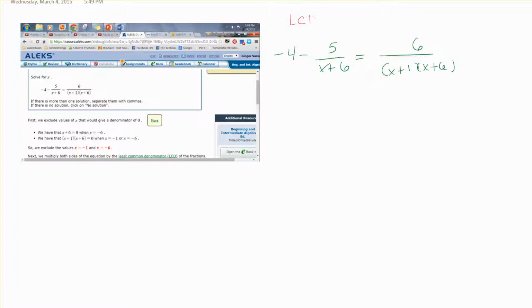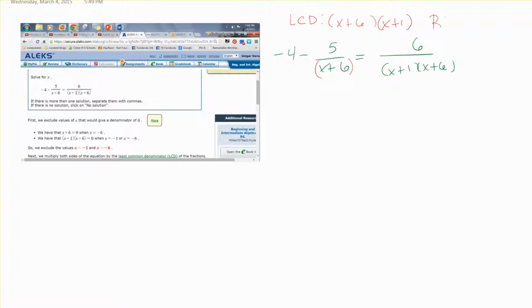The way we clear fractions is we multiply everything by the least common denominator. For all of these fractions, we want all of them to have one of each group. The groups are already factored. I see that one denominator has x plus 6, another has x plus 6 and x plus 1. So I need each of those groups.